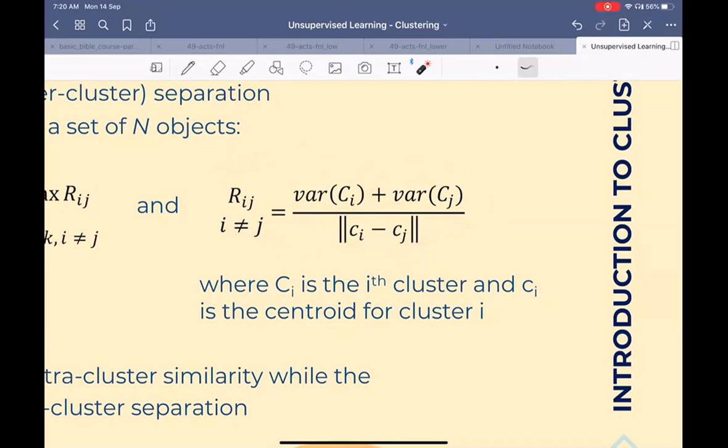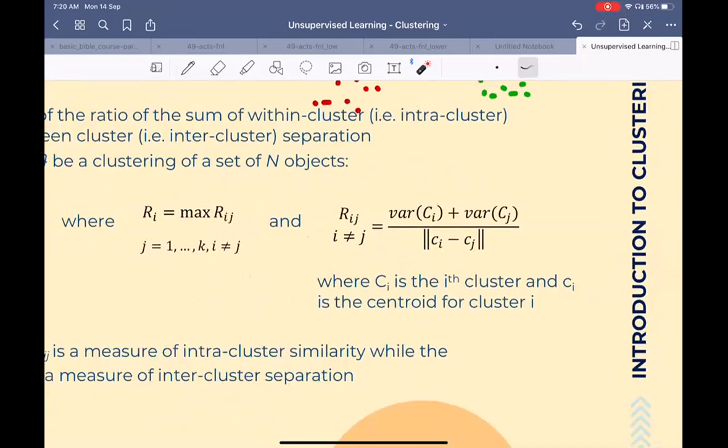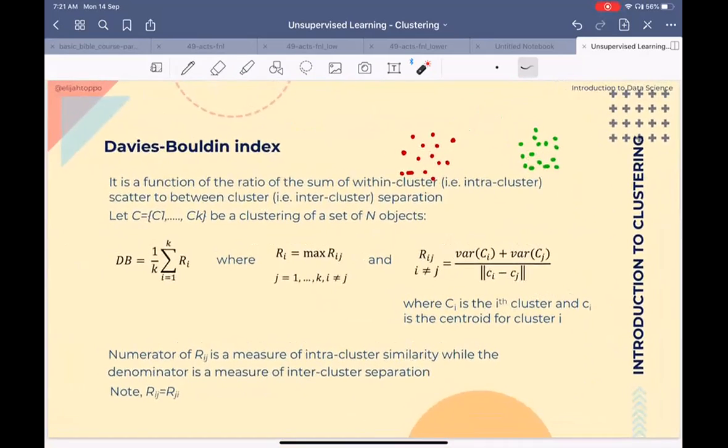So for a good cluster, both these terms would come out to be low. It is now difficult for me to analyze how Rij will be higher. Nonetheless, this is the formula for the Davies Bouldin index. We'll try it for different clusters and we'll see how the value changes.